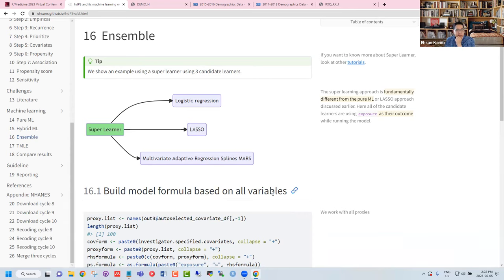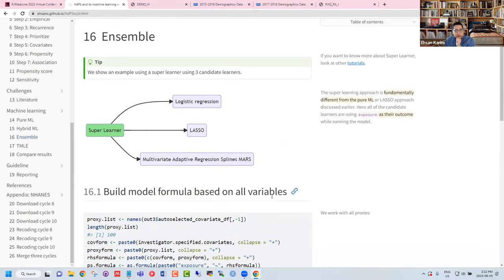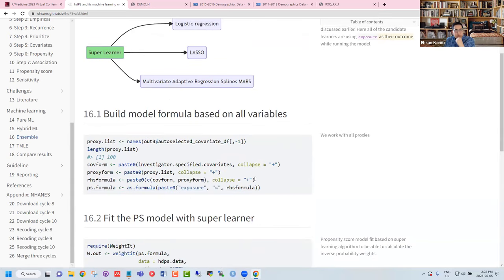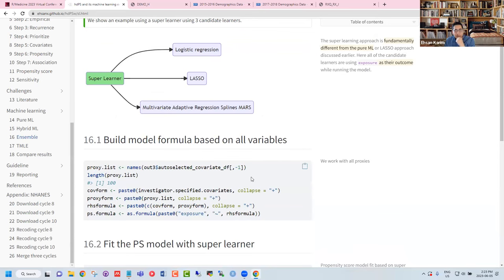Because in the method that I have described before, I was selecting covariates based on their association with the outcome. But here, when I'm using the ensemble method, I am selecting proxies based on their association with the exposure variable. And that is a dangerous proposition, because sometimes when you are selecting variables based on their strong association with the exposure, those variables do not have anything to do with the outcome.